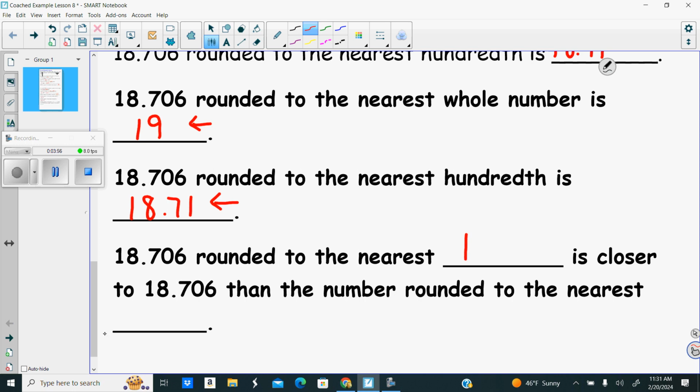So that means when we round it to the nearest hundredth, the number that we get is going to be closer to our original number than the number that we get when we round it to the ones place.